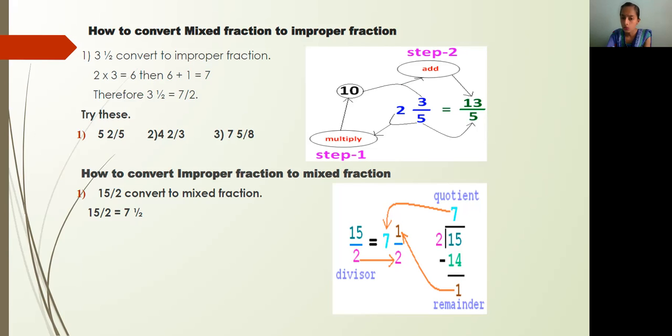So when we convert 15 by 2 to the mixed fraction, we get 7 and 1 by 2. 7 is the quotient. The quotient is taken as a whole number. Then the remainder and divisor are taken as a fraction. 7 and 1 by 2 is the answer.